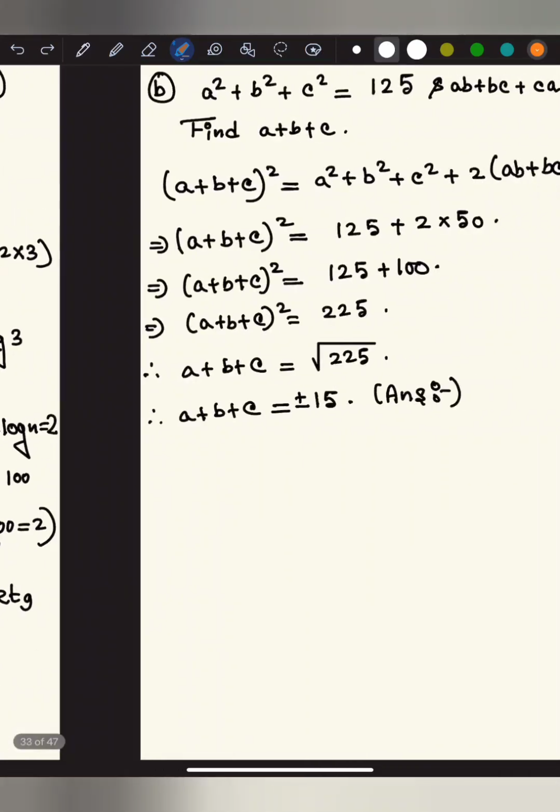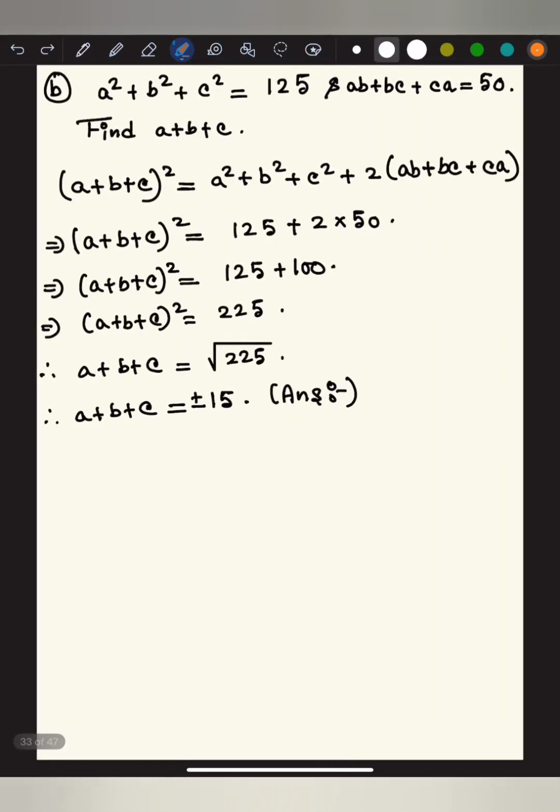Okay, let's come to question number 6, subpart B. So we are given a square plus b square plus c square equals to 125 and ab plus bc plus ca equals to 50. So we need to find out the value of a plus b plus c. So we know the formula of a plus b plus c whole square is equals to a square plus b square plus c square plus 2 into ab plus bc plus ca, right?